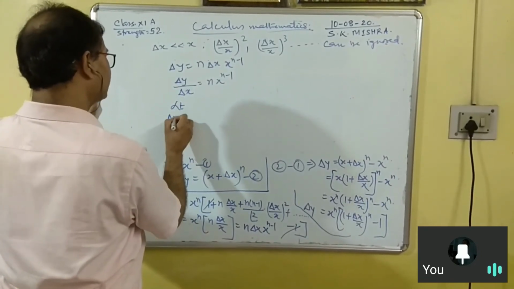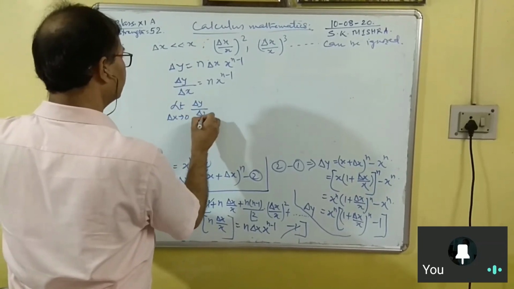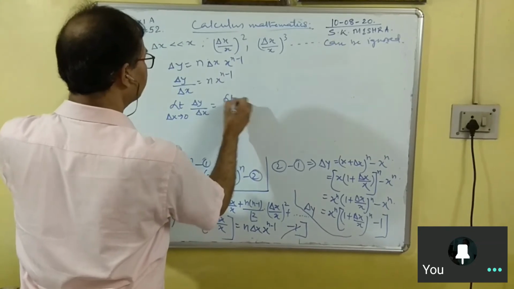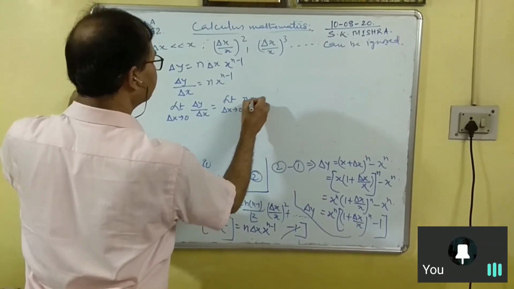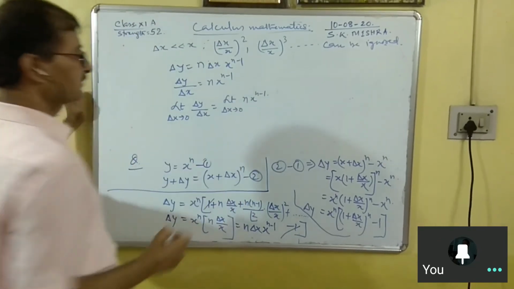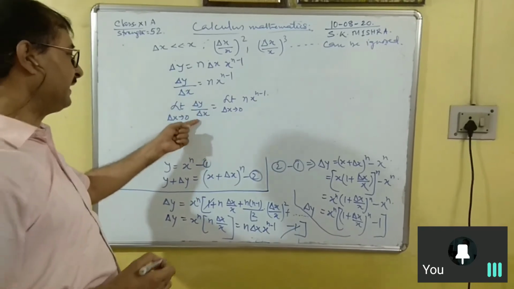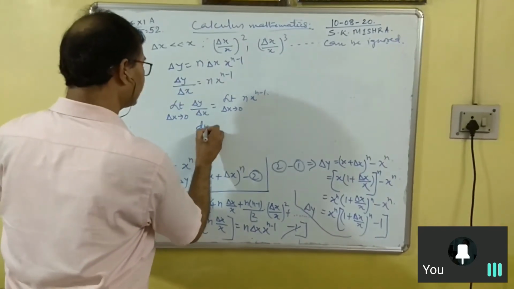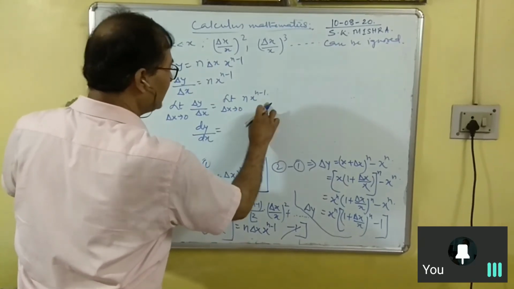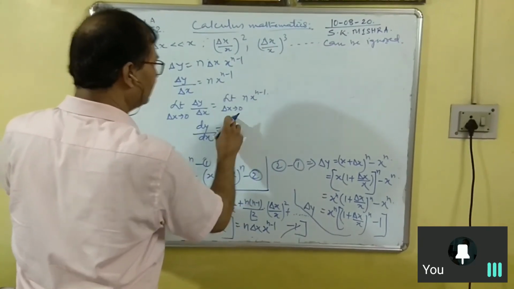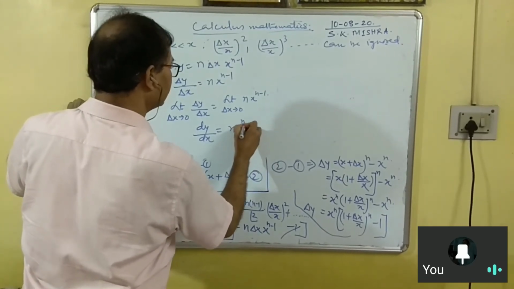As delta x tends to 0, del y by del x is the limit as delta x tends to 0 of n x raised to n minus 1. Now think, if delta x tends to 0, then del y by del x is nothing but dy by dx. And on this side there is no delta x, so after applying the limit, it will still remain the same value, that is n x raised to n minus 1.